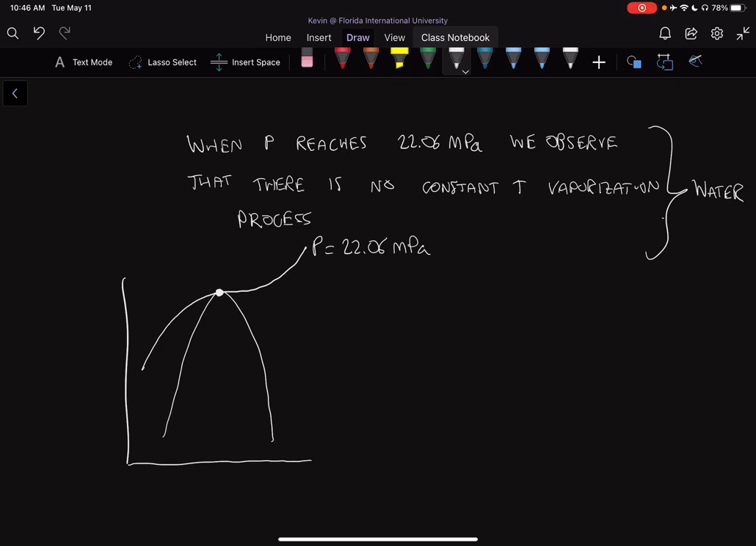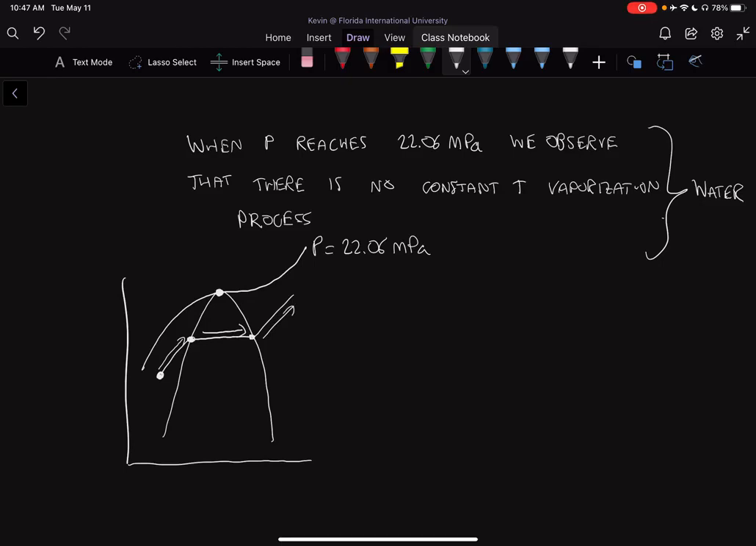Before that, if you were at lower pressure, we would have this region here where we had a constant temperature boiling process. The line would look something like this. We had a liquid starting at this point here. It would heat up until a point where it starts boiling. Then during boiling, the temperature would not change. And finally, when everything was boiled off, the temperature would start increasing again, as well as the volume.